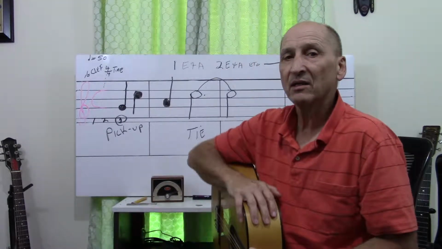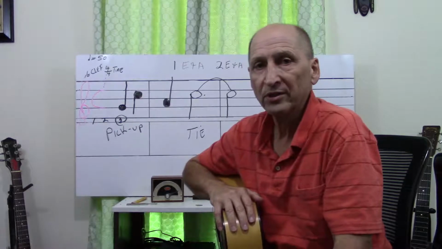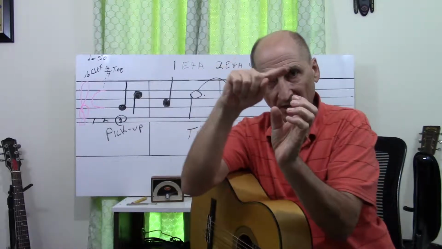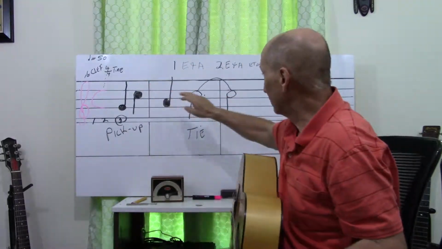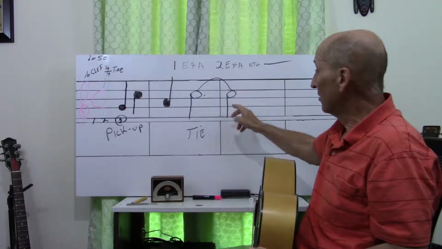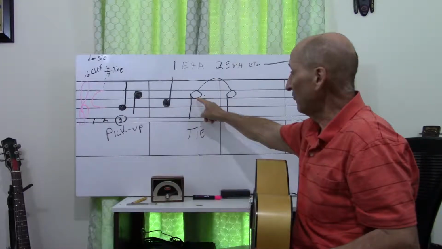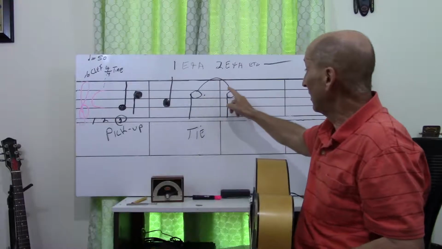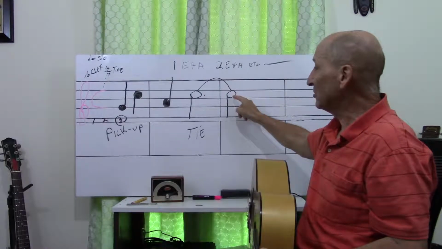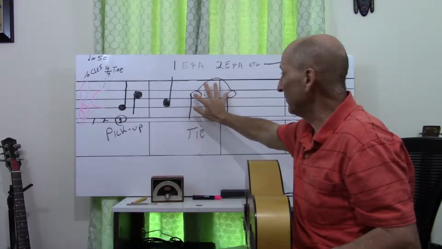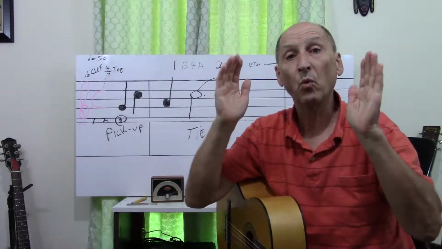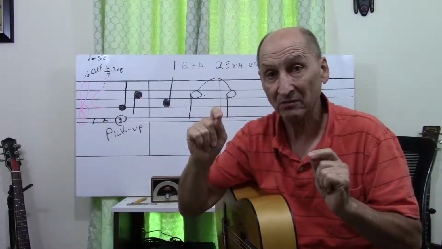Now, next thing, let's talk about the tie. What is a tie? A tie is when they take the value with the note. You're going to see a line, as you see here, going over to another note. In this particular case, we see a dotted half note, which is 3 beats, tied to a half note, which is 2 beats. What that's doing is we're letting the combination, and think of arithmetic, 3 and 2, 5. That note, we want it to ring for 5 beats.